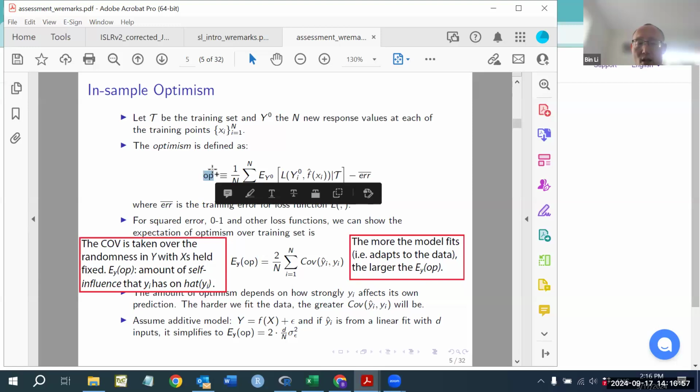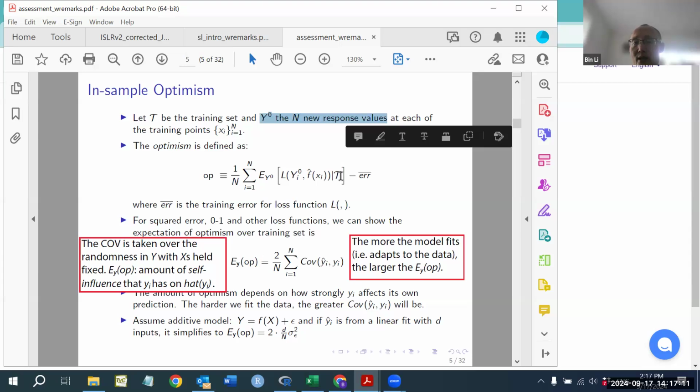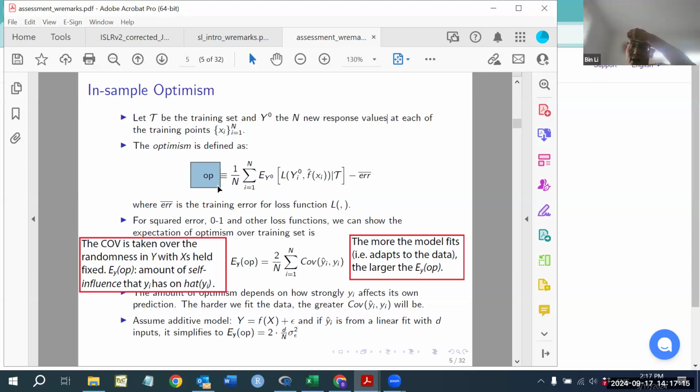Okay, so you may ask, why is this also a random error? Because here in the training data, this already takes the expected value over y0. Y0 is the new response. But this is also a random variable. Why? Because of the training set. In the training set, what is the random variable? The training set, we can write it as what?